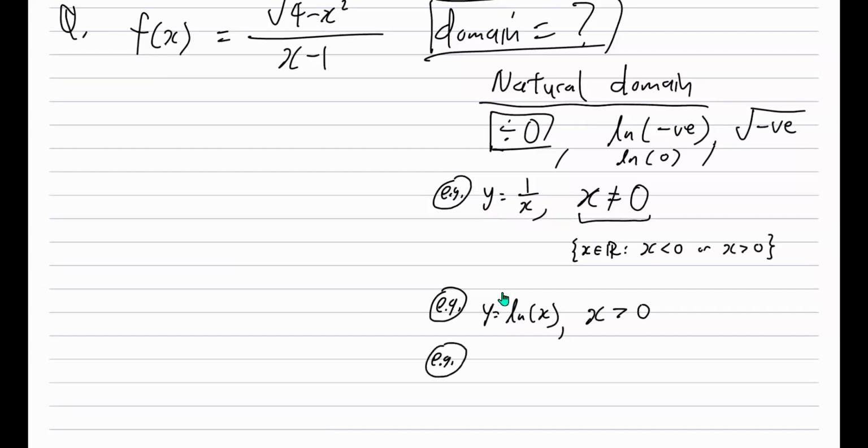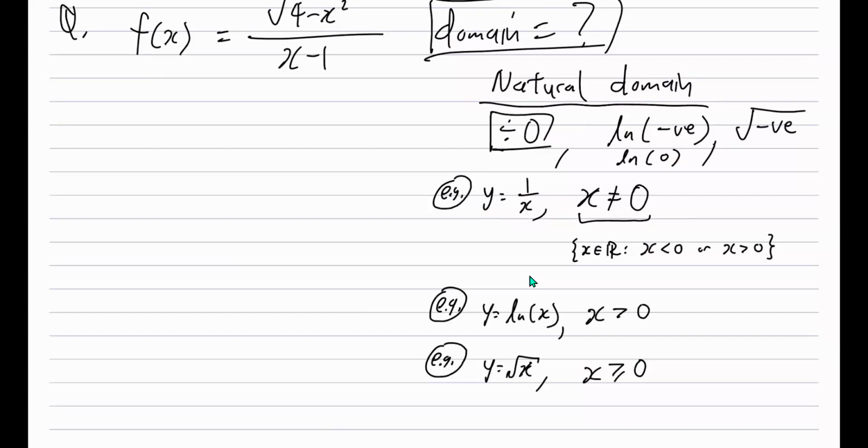Next one, we have y equals square root of x. Can you square root negative numbers? Cannot. Can you square root 0? Just type it in a calculator. Yes, so therefore it's more than or equal to 0. These are the natural domains of these functions, okay?